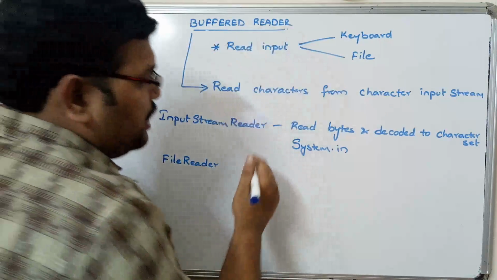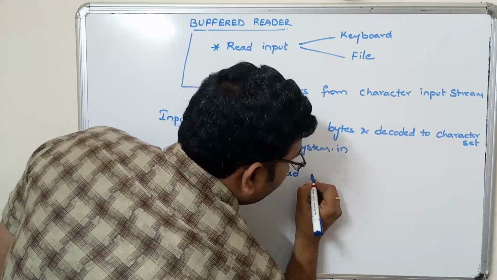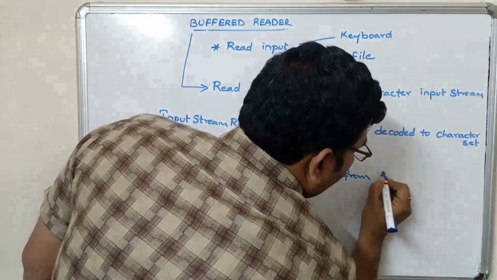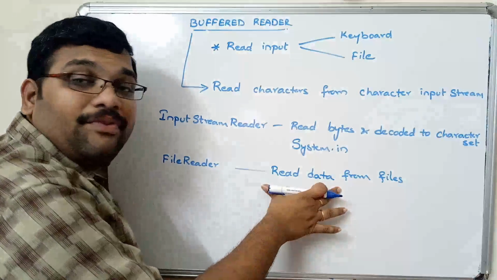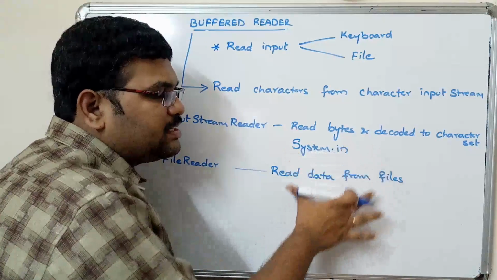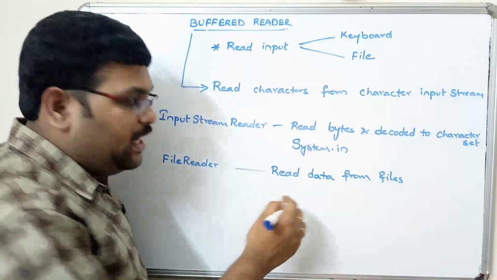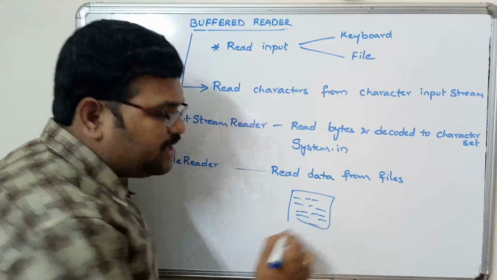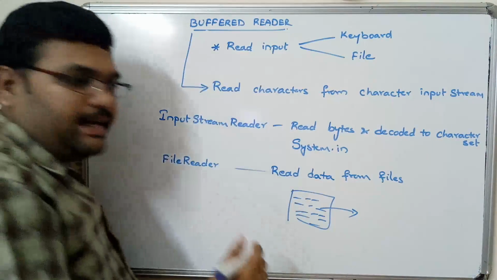Similarly, there is one more class. FileReader is used to read the data from files, right? This is the first step we have to do, and all these bytes which are taken from System.in or from files will be buffered. That means a collection of information will be buffered, and through this buffer we will use BufferedReader to read the data.